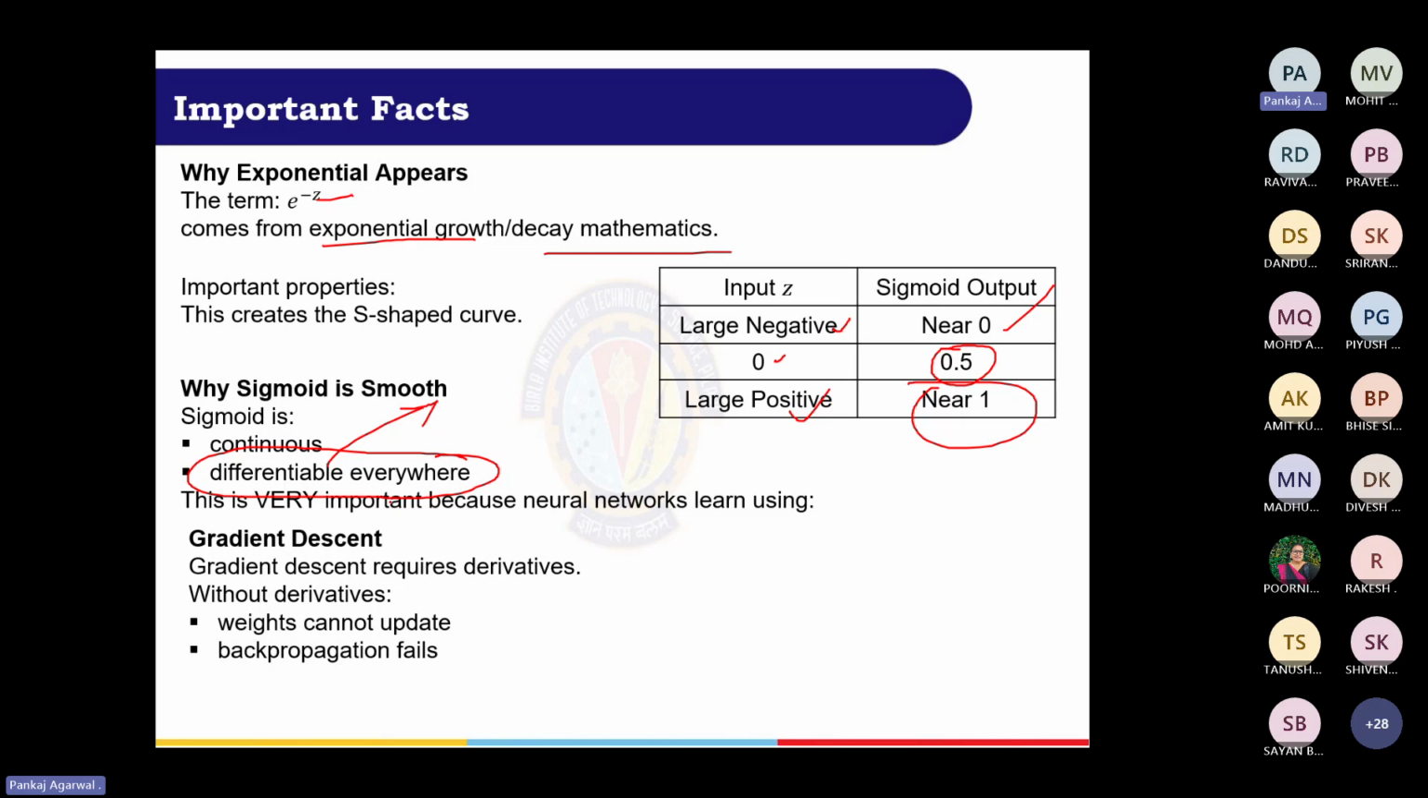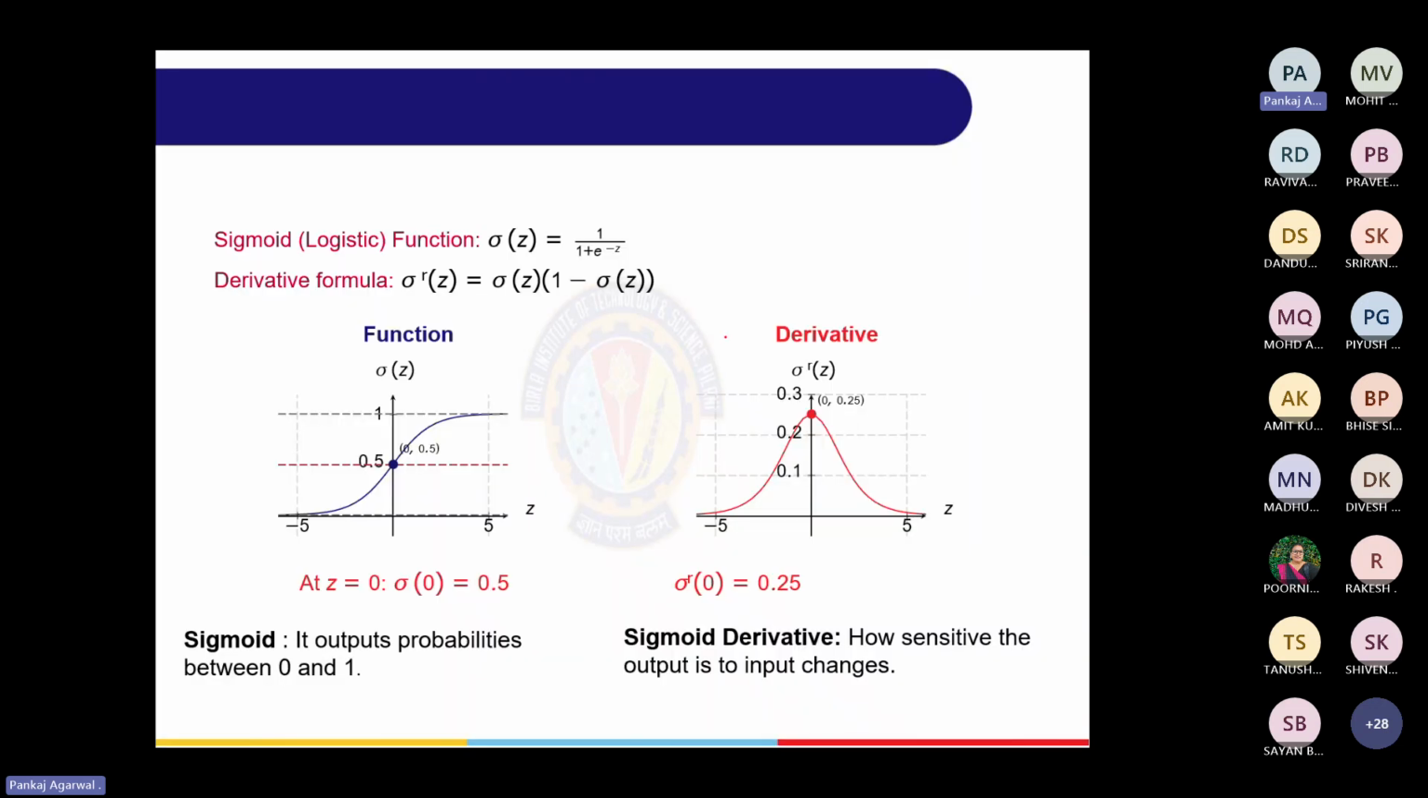And that was one of the biggest drawbacks with the regression, because when I would do the differentiable part, or the further derivation, it would result in a constant value, right? So obviously, by now you all are aware of these things. Gradient descent requires derivatives, and without derivatives, weights cannot update and backpropagation would actually fail. So this gives you a little bit of a thought process here.